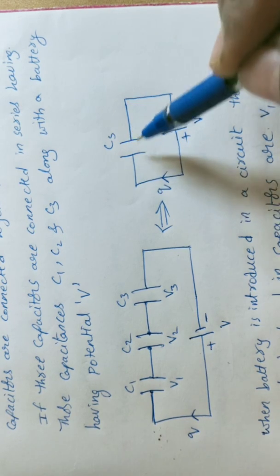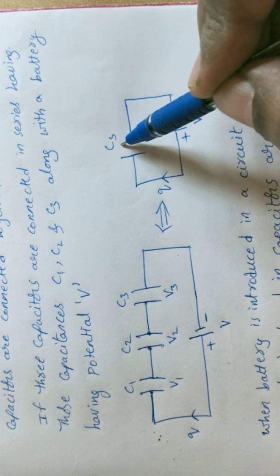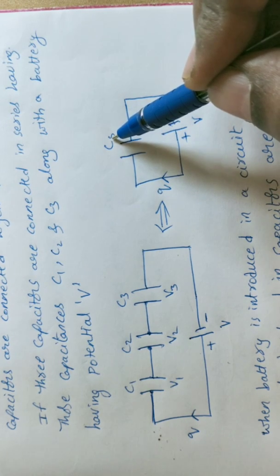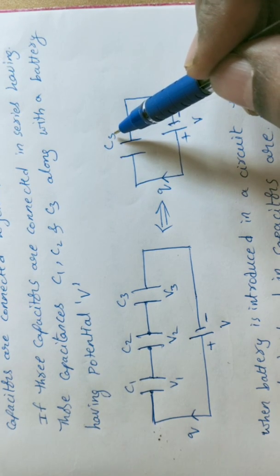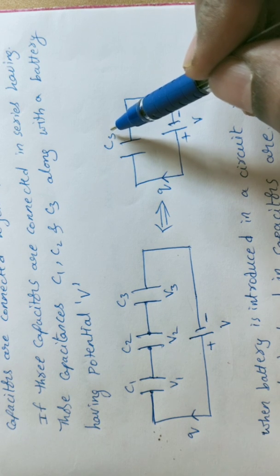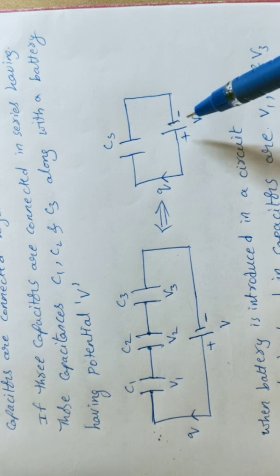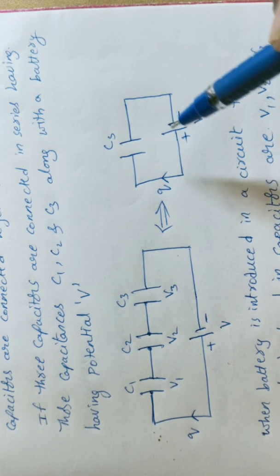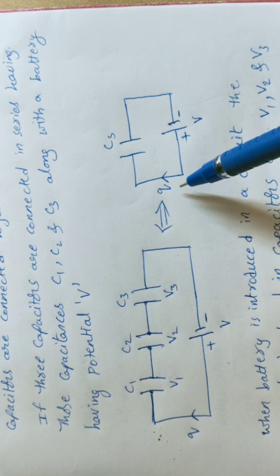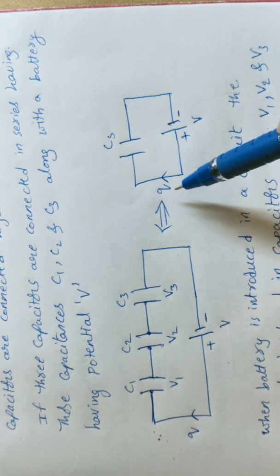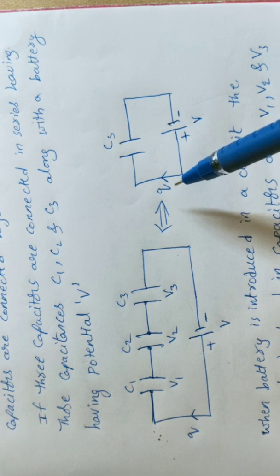Here the equivalent circuit is represented like this. This is CS, which is nothing but the effective capacitance in the series combination. Here a battery is present. When a battery is introduced in this circuit, charges will necessarily flow in it. The charge flowing in the circuit is taken as Q.